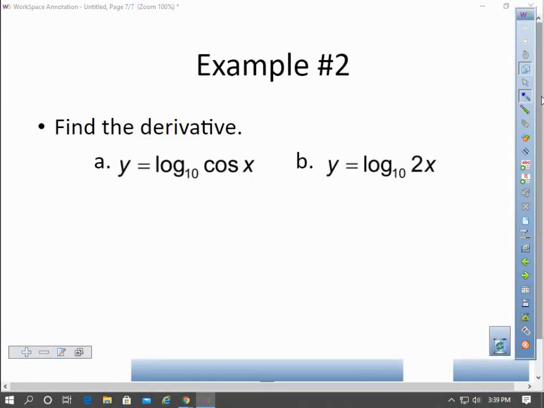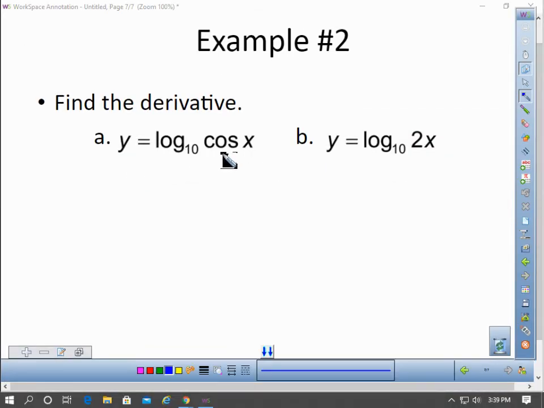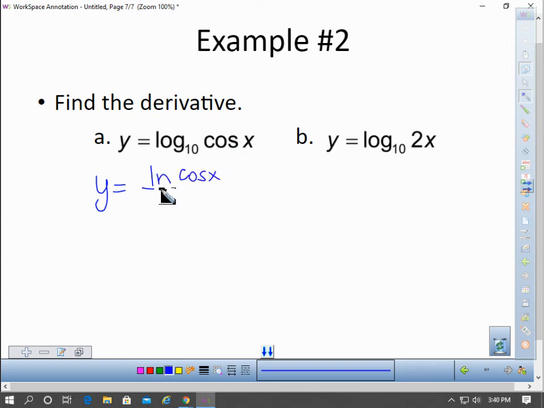So this example number 2 is the ones where we're taking the derivatives of logs. All right, so like I said earlier, I changed these to natural log. So I would do natural log of cosine divided by the natural log of the base right here, which is base 10. Those didn't really have to be written there since that's the common log, but they just wrote them there. All right, so I would first change both of these using the change of base formula.